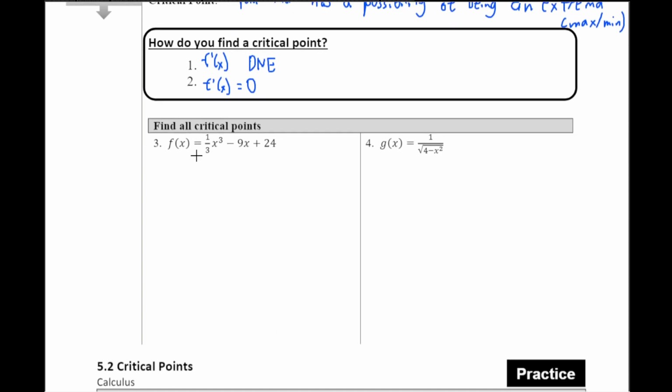Examples here, find all critical points. So let's first find the derivative, and then we gotta set it equal to 0. So f prime of x is equal to 1/3 times 3 is just 1, so you're left with x squared minus 9. And then you want to set that equal to 0 because we're finding the critical points. x squared is equal to 9. You square root both sides, so x is equal to plus or minus 3.